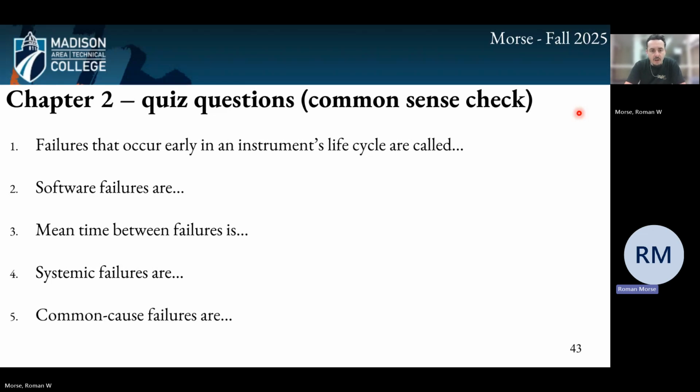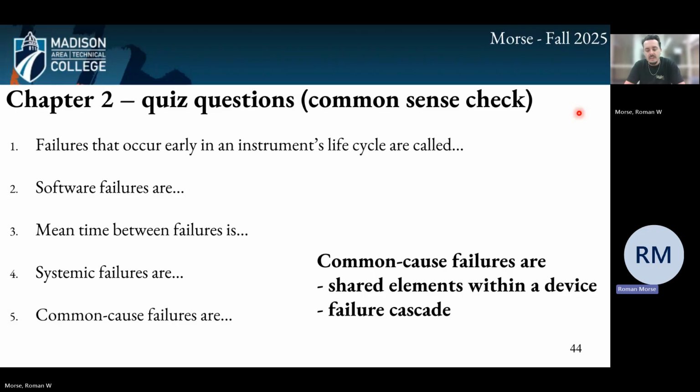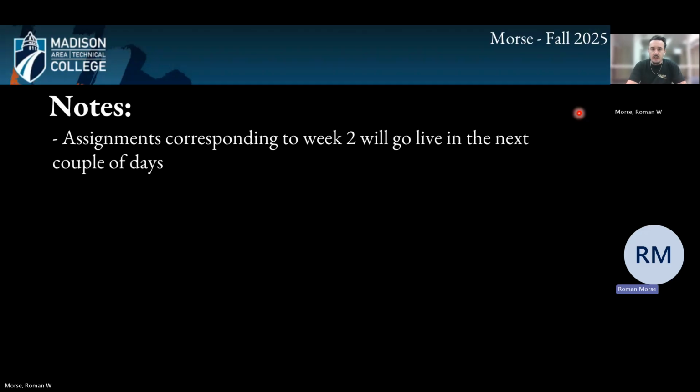And then finally, common cause failures. So these are the things that cause other failures down the line. If I have one component fail and multiple components rely on that single component that's failed, those components will also then fail.